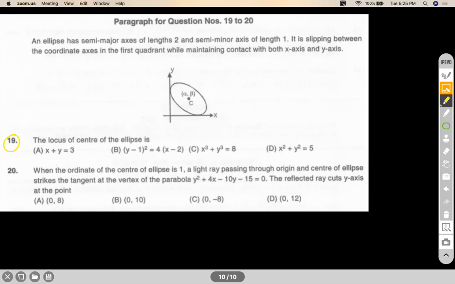So the question is, there's an ellipse whose semi-major axis is of length 2, semi-minor is of length 1. It is slipping between the coordinate axes in the first quadrant while maintaining contact with both the x and the y axis. What is the locus of the center of the ellipse? This is a 1 minute question, but I can give you 2 minutes if you want.